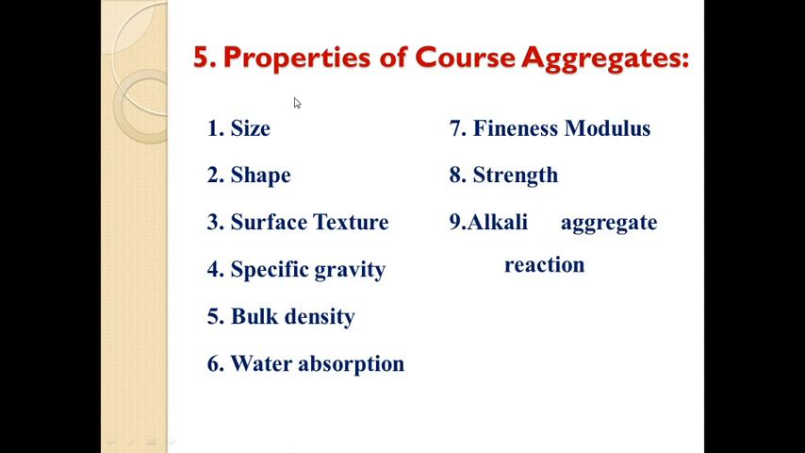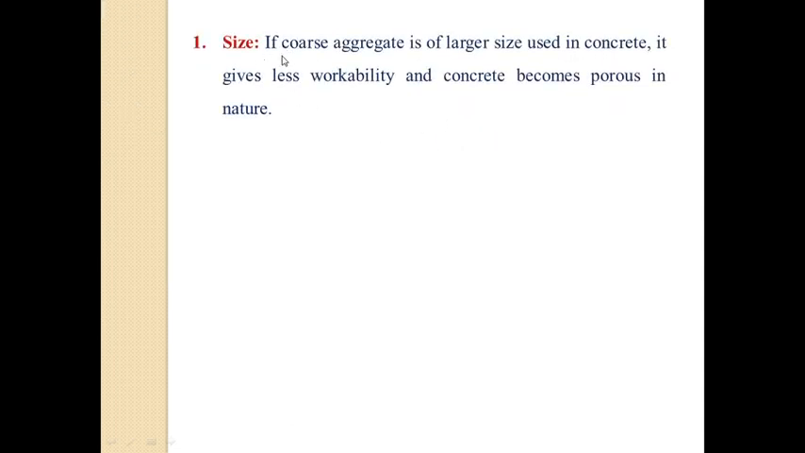So what is the effect of these properties of coarse aggregate? Let us see. First, size. If coarse aggregate of larger size is used, it gives less workability and the concrete becomes porous in nature. So we should select such a size of coarse aggregate that our concrete is not less workable; it should give good workability.